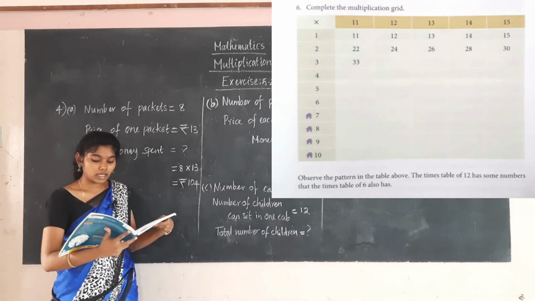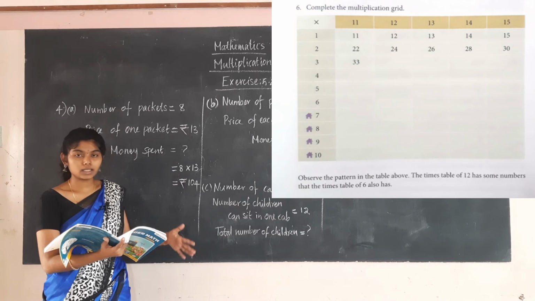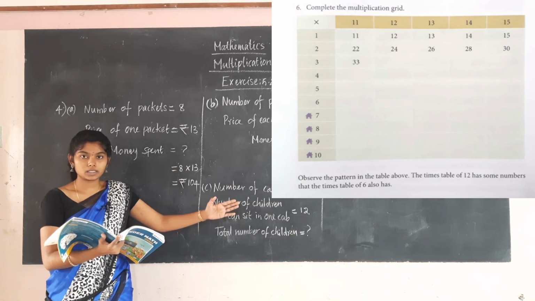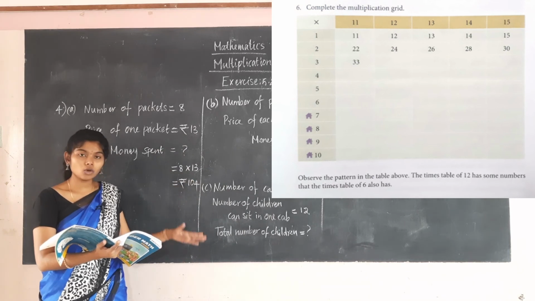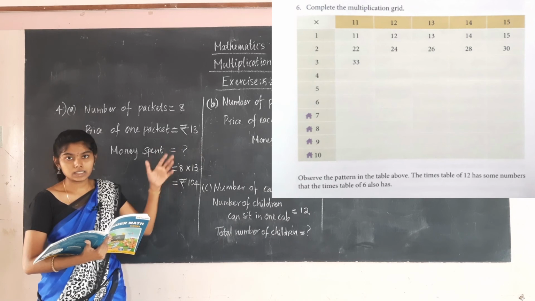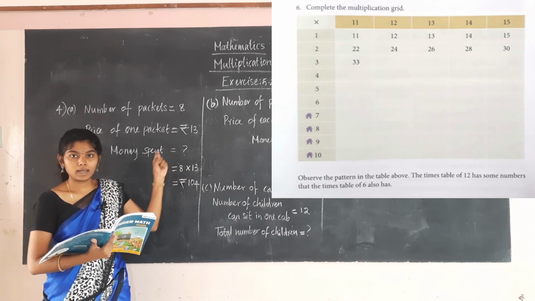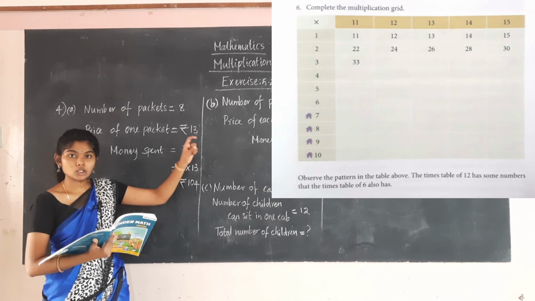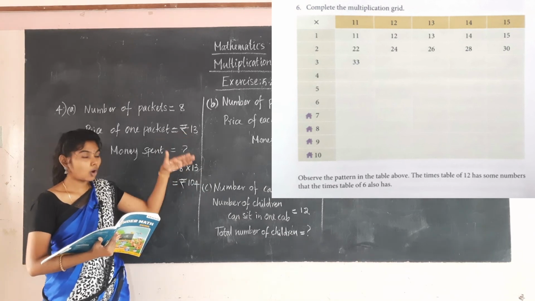So here there is a multiplication grid. It is nothing but the tables up to the 15th table, from the 11th to the 15th table, given in order. 1 to 10 you are going to write the tables. So fill that one. So you know 1 11 is 11. So the first column is filled with 1 11 is 11. So the next column, 1 12 is 12. And the next one, 1 13 is 13. Likewise it is there in order.